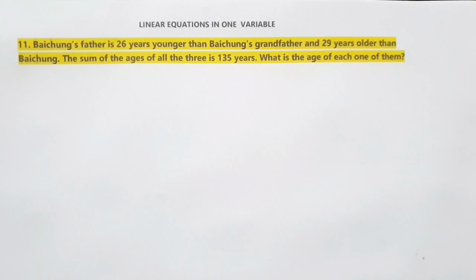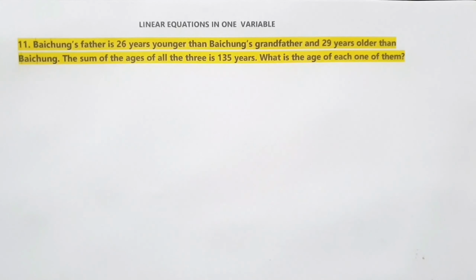Now let's read question number 11. Baichung's father is 26 years younger than Baichung's grandfather and 29 years older than Baichung. The sum of ages of all the three is 135 years. What is the age of each of them? So as you can see, this question is a little different and a little complicated too. But we'll try to solve this maths as easily as possible.